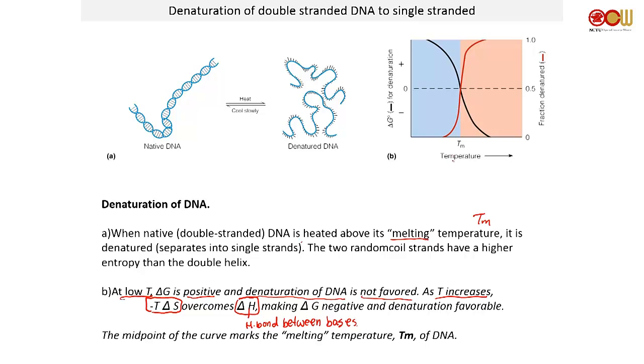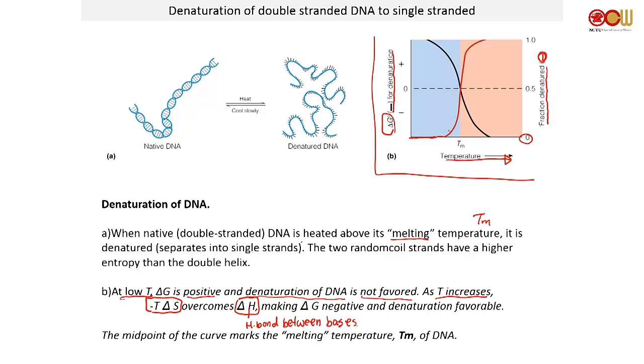If you look at the graph on top here, we have increasing temperature. On the left here is delta G for denaturation, and on the right here is fraction of denatured. Initially, and it's shown by the red line, the fraction of denatured is at 0, because the red line is fraction of denatured. Initially it's at 0.